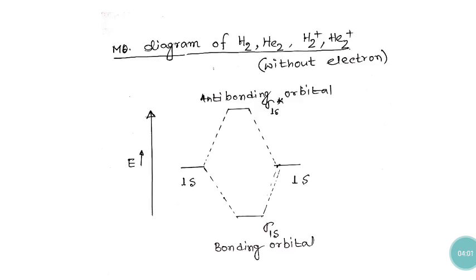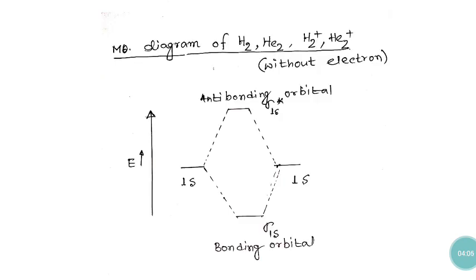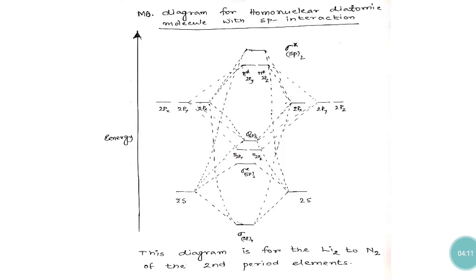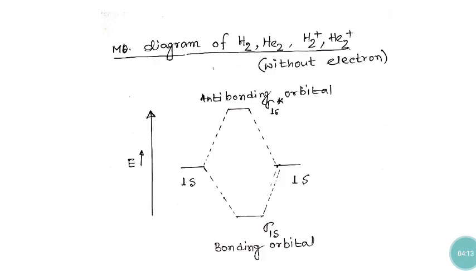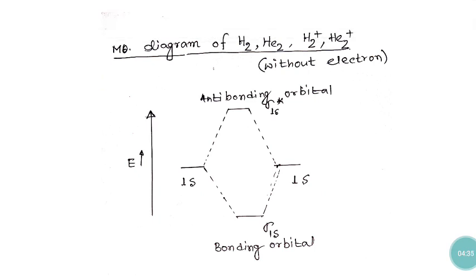Here you can see, in this slide, the representation of the M.O. diagram of a homonuclear diatomic molecule. Here two atomic orbitals 1s and 1s combine with each other to form a lower energy bonding orbital, which is represented by sigma 1s, and another is an anti-bonding orbital, which is represented by sigma star 1s.